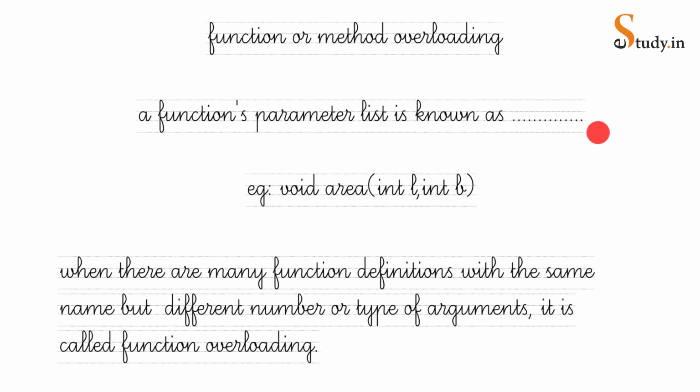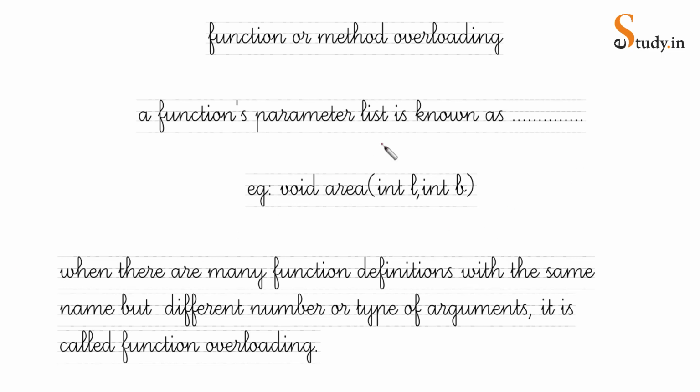So what is a method signature? If you see this example here, we have void area. Void is the return type, and int l, int b is the method signature. That means the number and the type of parameters. Here two parameters are being passed, and the type of each parameter is int and int. So a function's parameter list is also known as its signature.